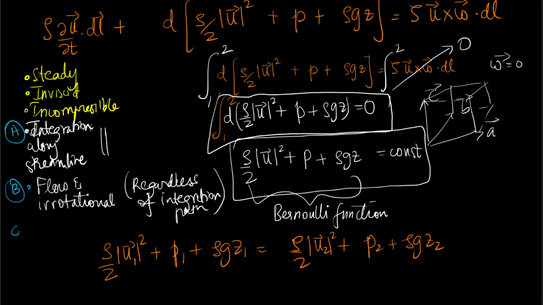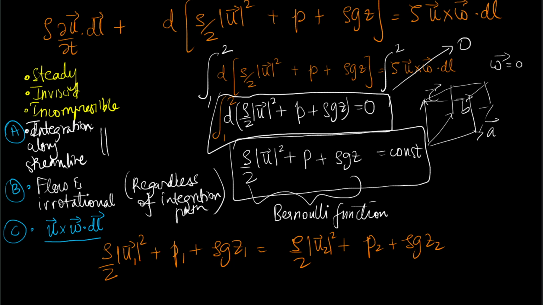The third case is some combination of u, omega and dl so that it is 0 during integration. Although this is very abstract in nature, there can be some mathematical situations where this can be true, and in that case also the Bernoulli equation can be applied between any 2 points on the streamline.